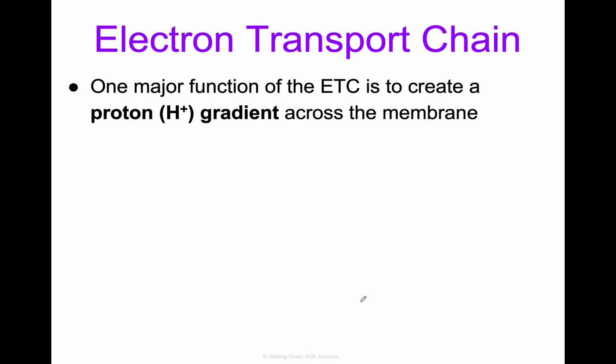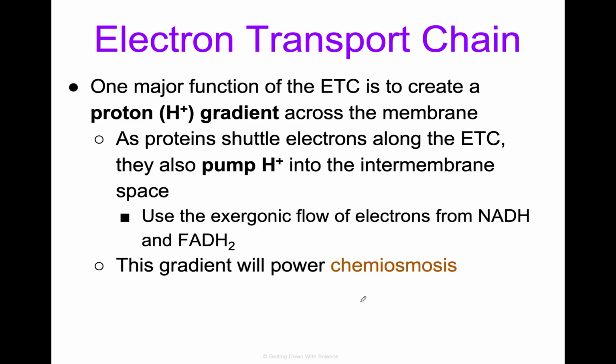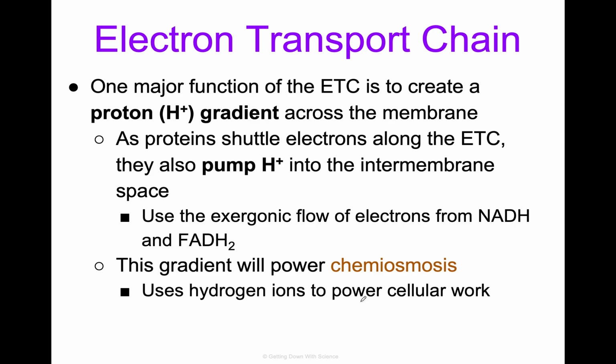One major function of the electron transport chain is to create a proton gradient across the membrane. As we know, proton gradients are incredibly important. These proton gradients occur as proteins shuttle these.